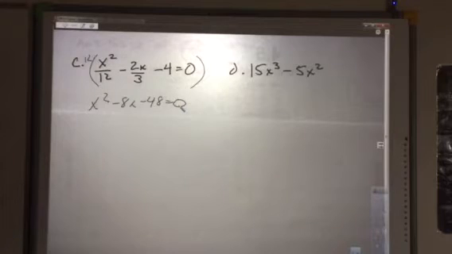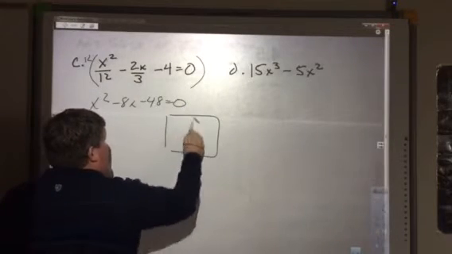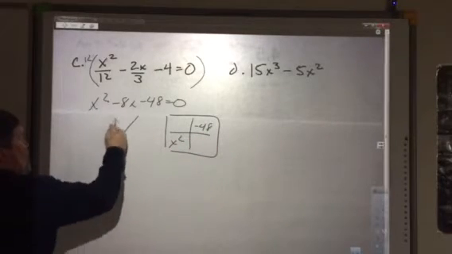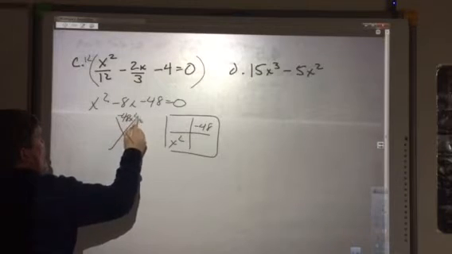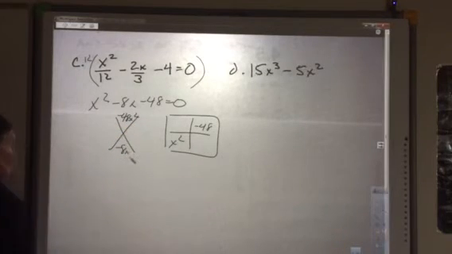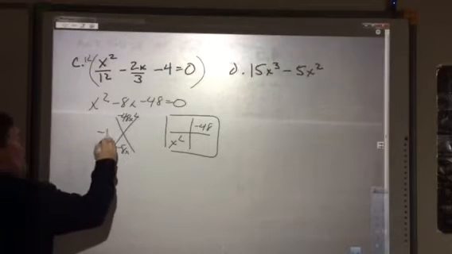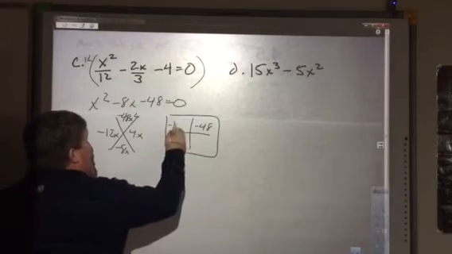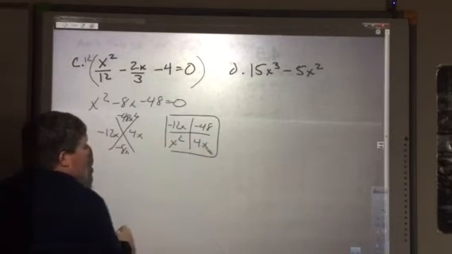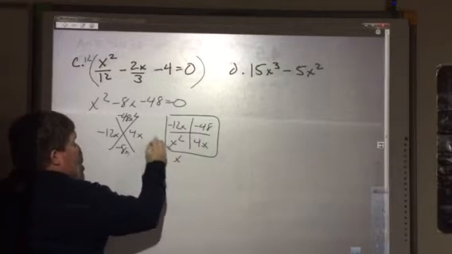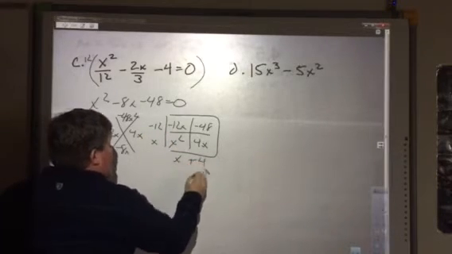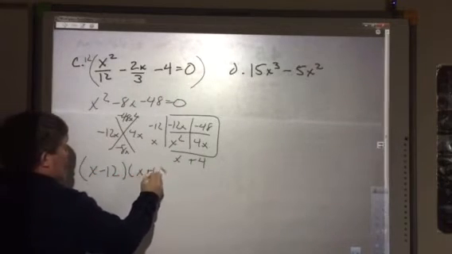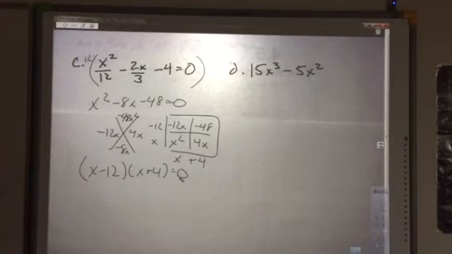So now we can do our generic rectangle. X squared, -48. Diamond problem, -48x squared, add up to -8x. So we get -12x and 4x. So I'm going to go -12x, 4x. So I got x and x. -12 plus 4. So this is (x minus 12) times (x plus 4) is equal to 0.